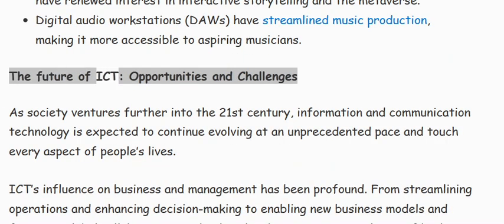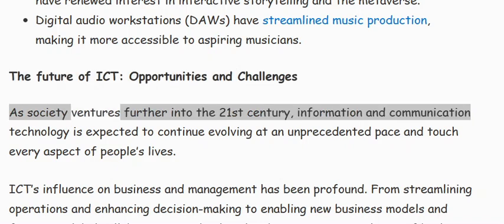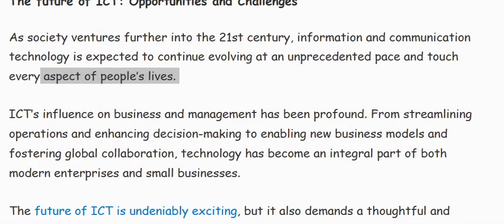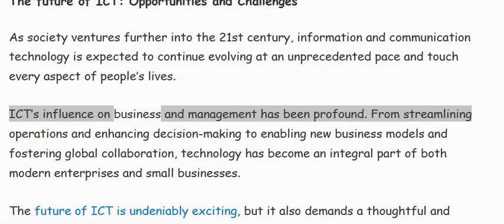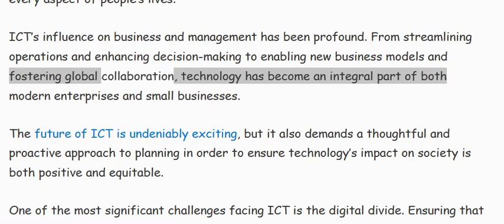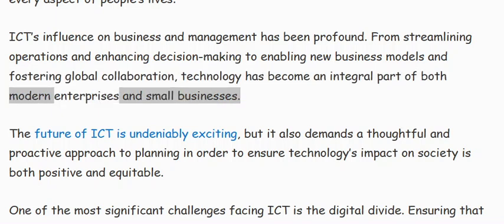The future of ICT, opportunities and challenges. As society ventures further into the 21st century, information and communication technology is expected to continue evolving at an unprecedented pace and touch every aspect of people's lives. ICT's influence on business and management has been profound. From streamlining operations and enhancing decision-making to enabling new business models and fostering global collaboration, technology has become an integral part of both modern enterprises and small businesses.